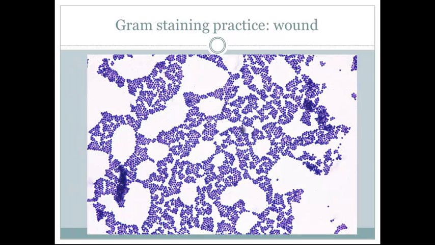So here is a slide of a wound, and these are circular type bacteria. So you have cocci, it is purple, so you have gram positive, and they are in clusters, so you have gram positive staphylococci.